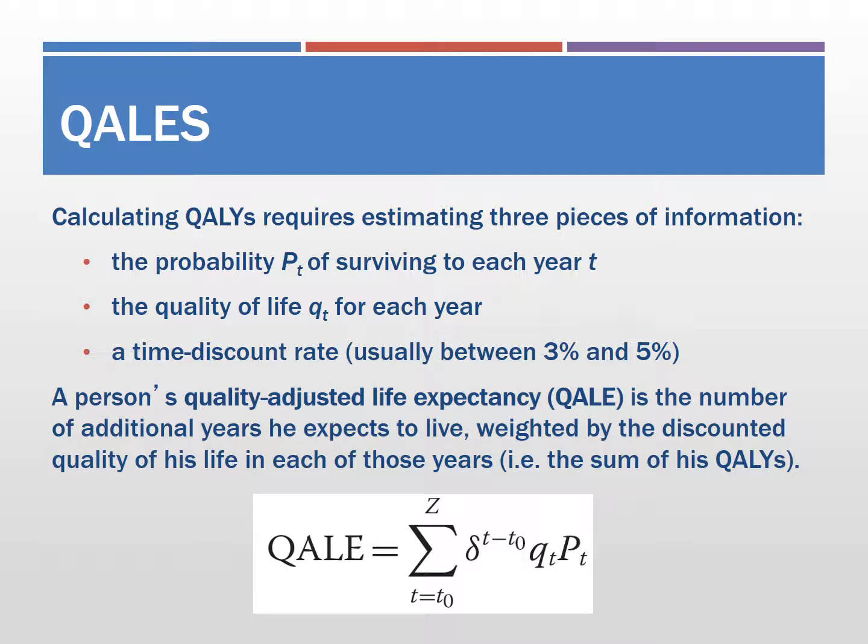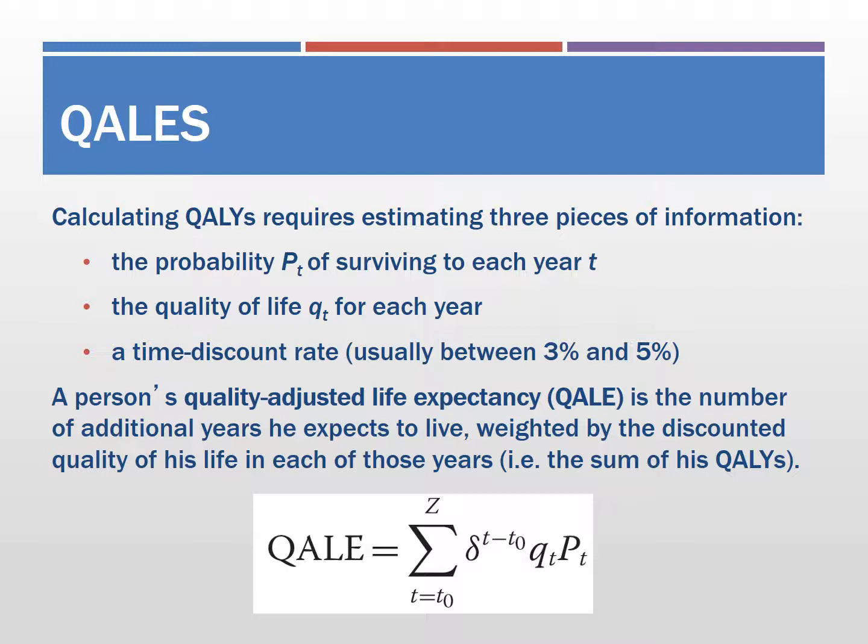Let's suppose in mathematical form, the quality of life measured by QALY requires at least three pieces of information. Number one is the probability of surviving in each year t. Number two, the quality of life Q_t for each year of living. And number three, the time discount rate, usually between 3 to 5%, according to most studies of discount rates of life.